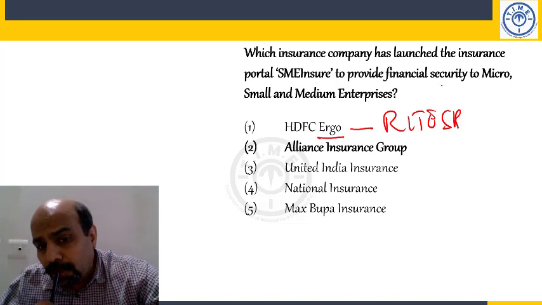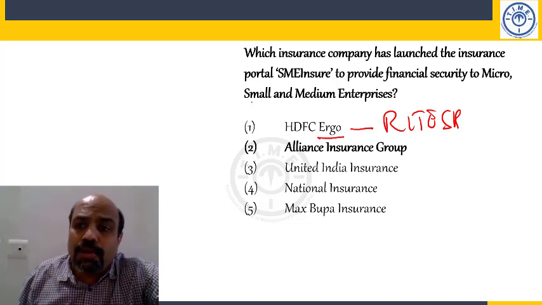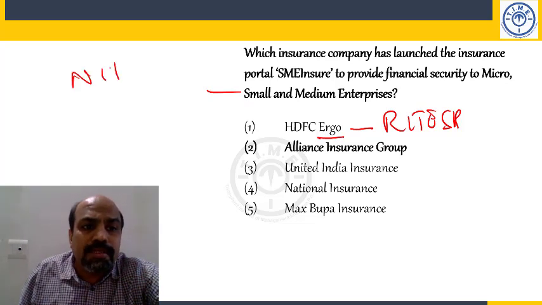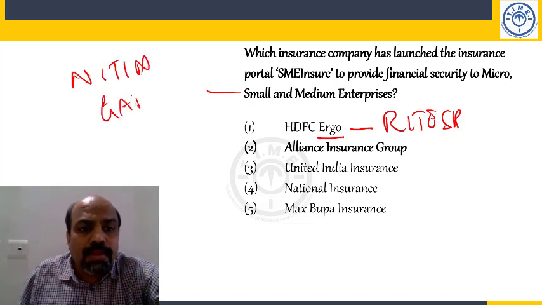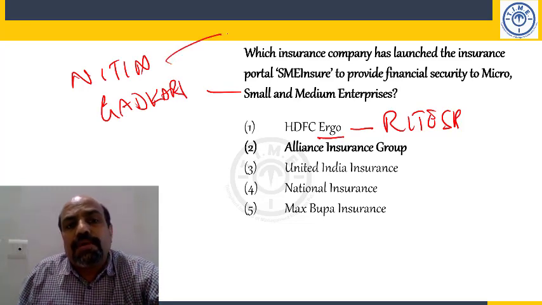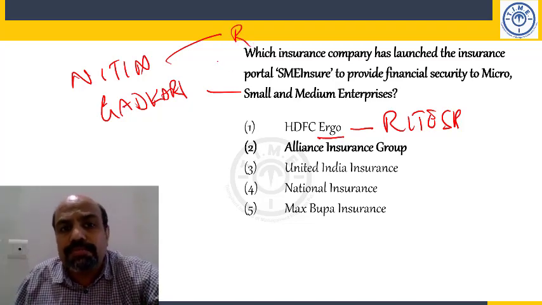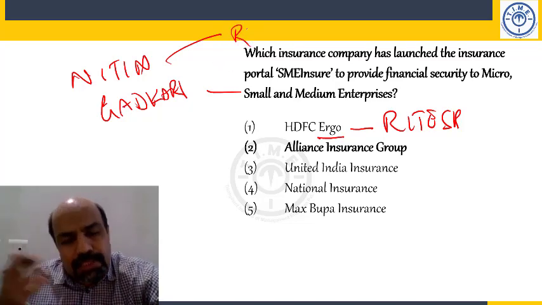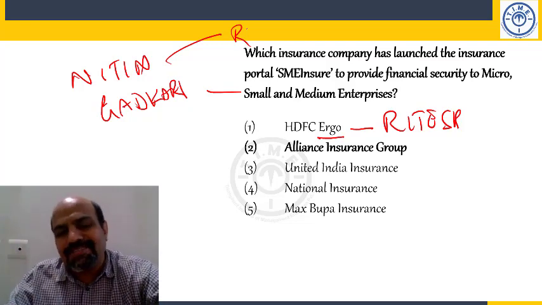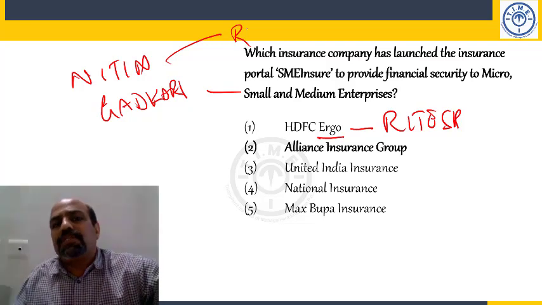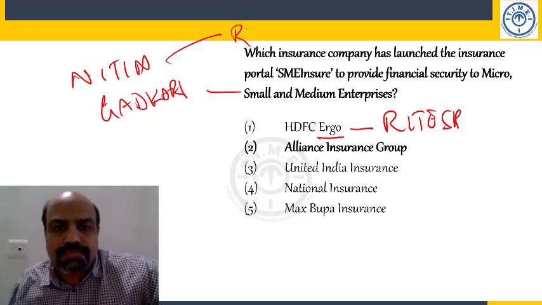Okay. The minister for micro, small and medium enterprises is Nitin Gadkari. Nitin Gadkari is also the minister for roadways, highways and all that stuff. Simply roadways, that's it. Okay, that's how you remember things. You don't have to push yourself very much, you don't have to stretch yourself much.